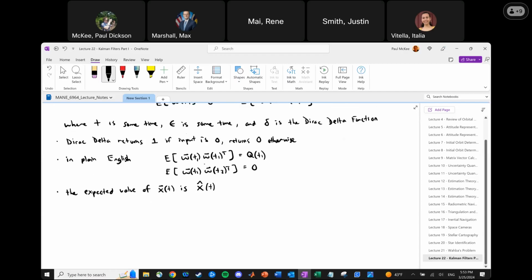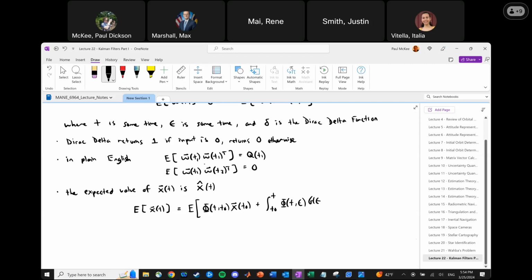So let's take the expected value operation here. So the expected value of the state is the expected value of the entire right-hand side. So we're going to write it out again. Remember, it's phi of t and t naught, x of t naught, plus the integral from t naught to t of phi of t and epsilon, G of epsilon, omega of epsilon, d epsilon.